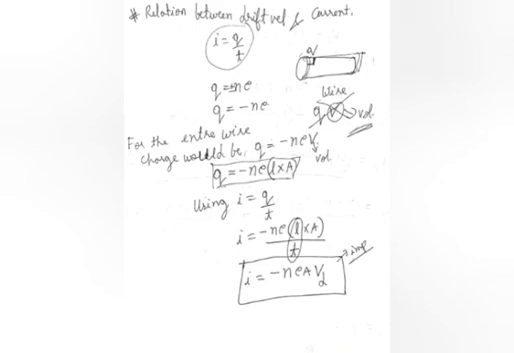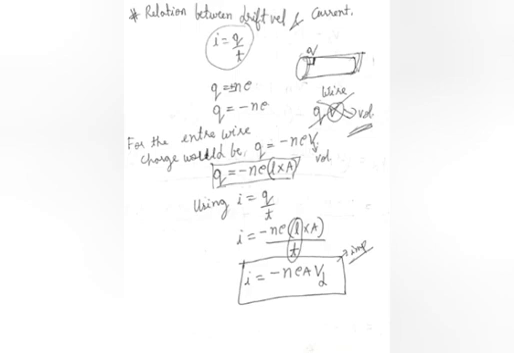So children, you can see here I have written the relation between drift velocity and current. The expression for current is I is equal to q by t, and since q is equal to plus minus ne, that is quantization of charge, here we are taking electrons, hence q is equal to minus ne. Now for the entire wire, the charge would be q is equal to minus ne into V, where V is volume, and we can even write volume as area into length. So the final charge for the entire wire would become q is equal to minus neLA.